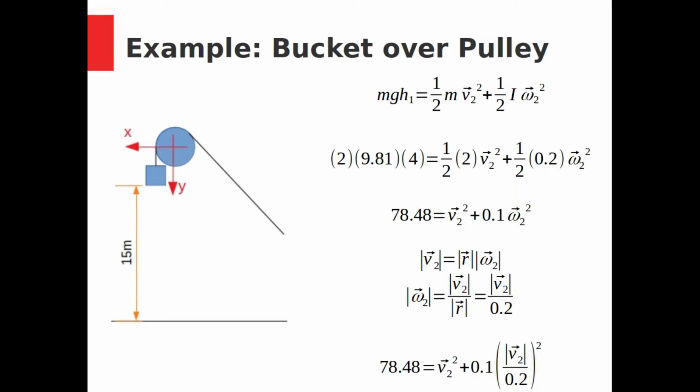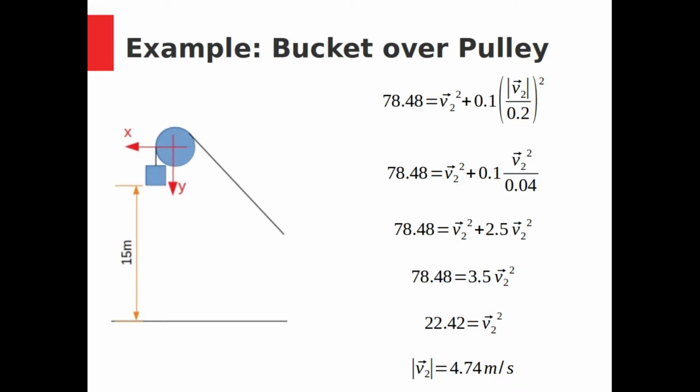The rope does not slip on the wheel. That means the linear velocity of the rope equals the linear velocity of the rim of the wheel. But the linear velocity of the rim in turn equals radius times angular velocity. So we substitute that in this last equation. This gives us an equation that contains only the velocity of the falling bucket, so we can solve for this velocity. Solving, we get 4.74 meters per second. That is the speed of the falling bucket.